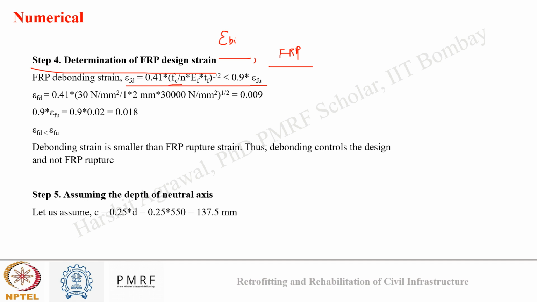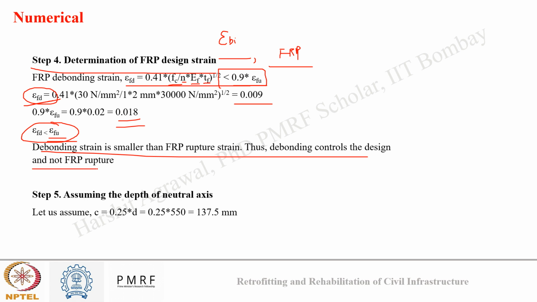We know f_c, the compressive strength of concrete. One sheet we are providing, E_f we know, t_f we know. Substituting all the values, epsilon_fd, the debonding strain of FRP, comes out to be 0.009, and 0.9 times epsilon_fu is 0.018. Since my debonding strain is less than the ultimate strain of FRP, debonding will control the design and not the FRP rupture, because debonding happens at a lower strain, and FRP rupture will happen at a higher strain.